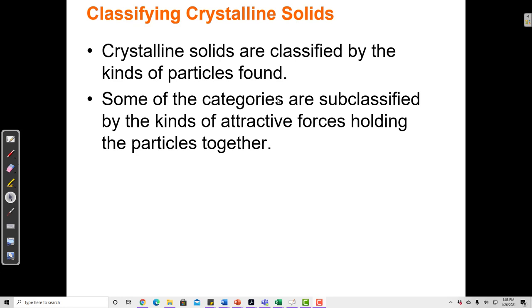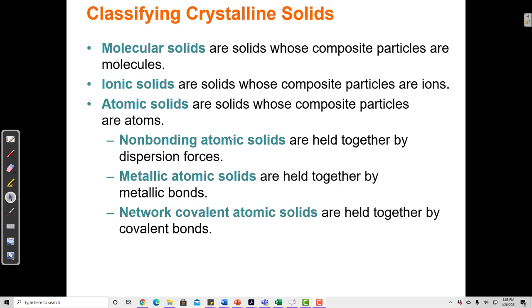Crystalline solids are classified by the kinds of particles found. Some of the categories are subclassified by the kinds of attractive forces holding the particles together. So here are the kinds of crystalline solids. Molecular solids are solids whose composite particles are molecules.